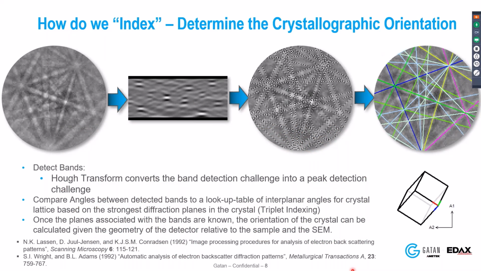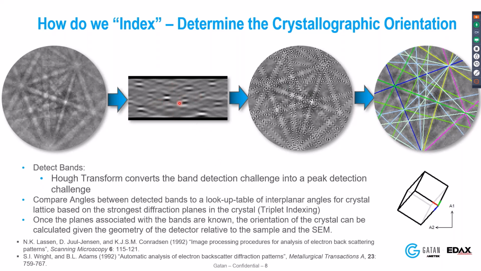So traditionally, how do we index, or how do we determine the crystallographic orientation? This is a little schematic. We take our diffraction pattern here, and we use what we call a Hough transform. It converts this real XY space into what we call Hough space, a rho-theta space. Essentially the bands are converted into peaks in Hough space. So we're changing the problem from band detection to a peak detection problem for image processing.